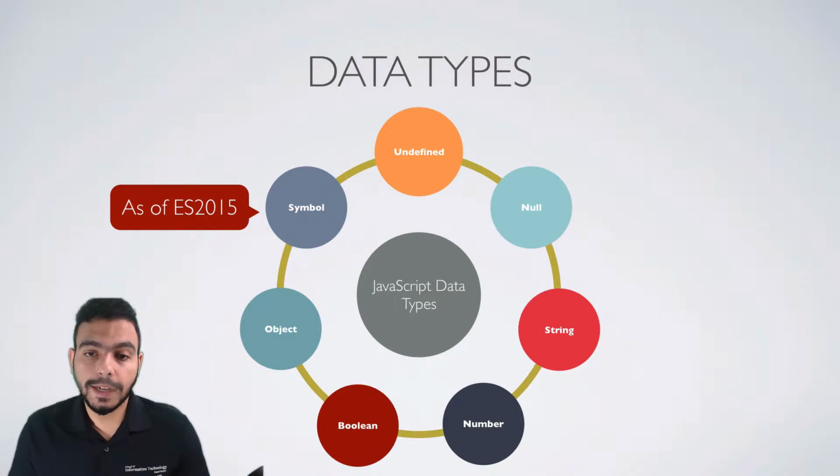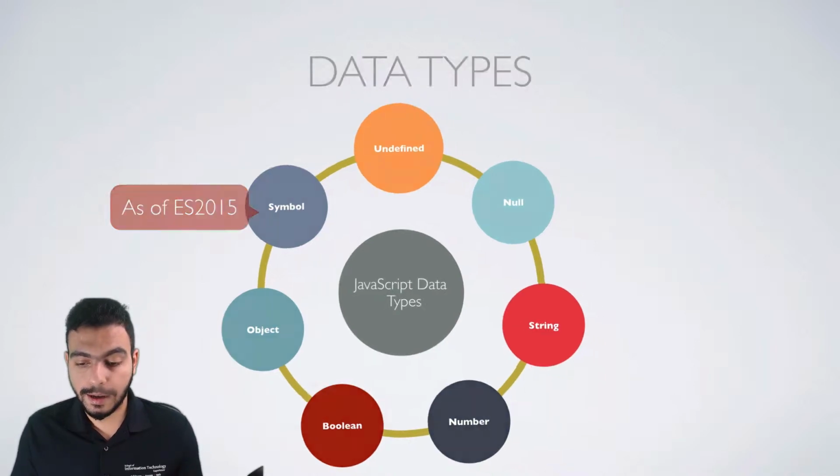So the data types here are undefined and null, and we're going to talk a little bit about the difference between the two. But in short, undefined is a variable that has been declared but nothing has been assigned to it, and null, something has been assigned to it but this something has no value. Don't worry about this for now, we're going to go over this. And then we have string, number, boolean, object, and finally symbol.